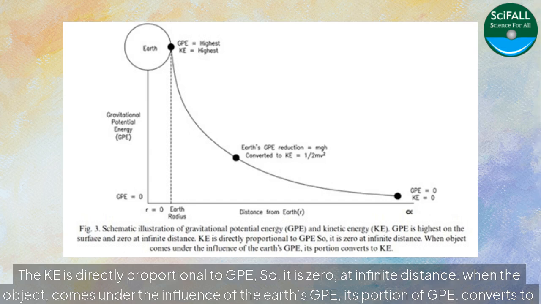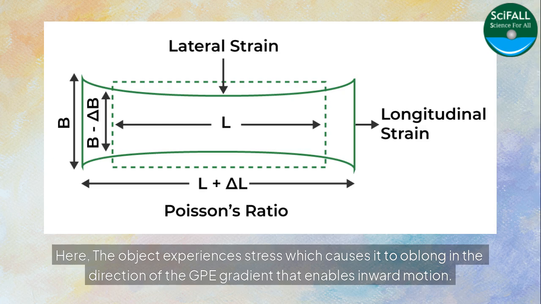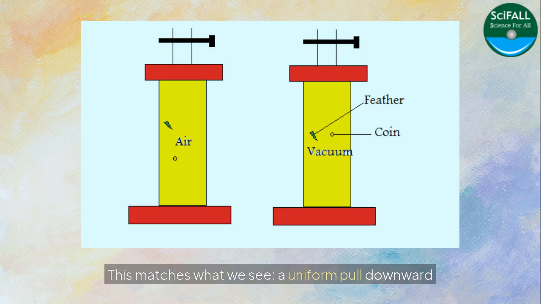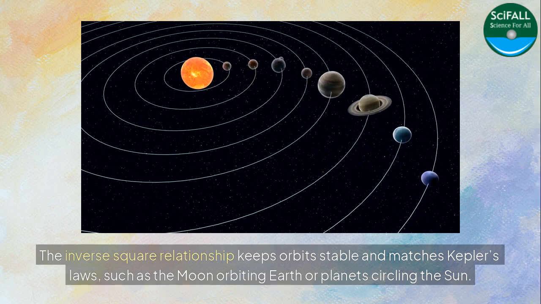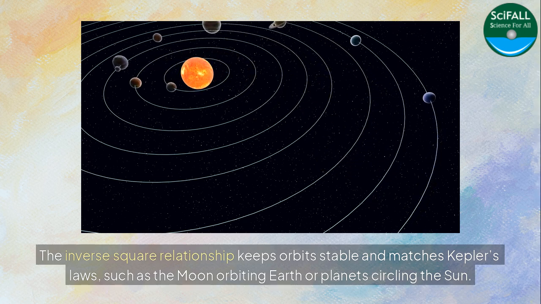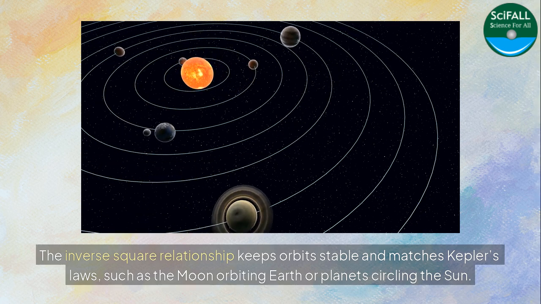When the object comes under the influence of the Earth's GPE, its portion of GPE converts to KE. Here, the object experiences stress, which causes it to elongate in the direction of the GPE gradient that enables inward motion. This matches what we see, a uniform pull downward. Does it work? Yes. The inverse square relationship keeps orbits stable and matches Kepler's laws, such as the Moon orbiting Earth or planets circling the Sun.